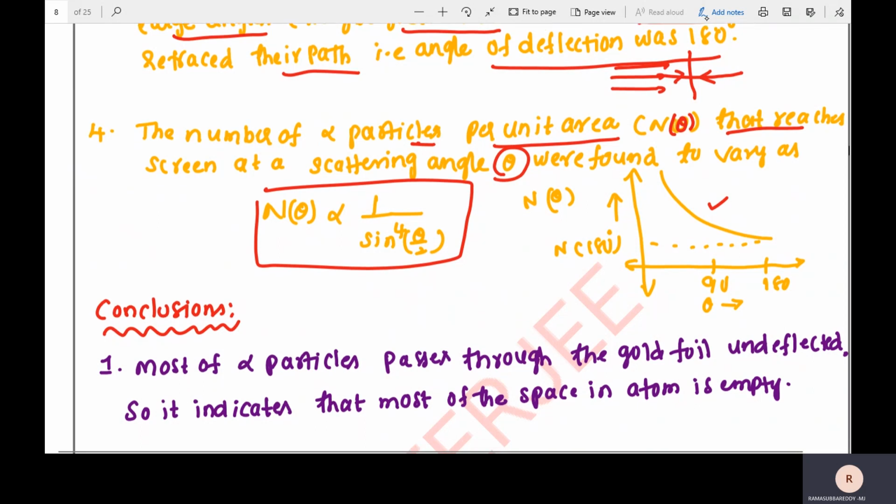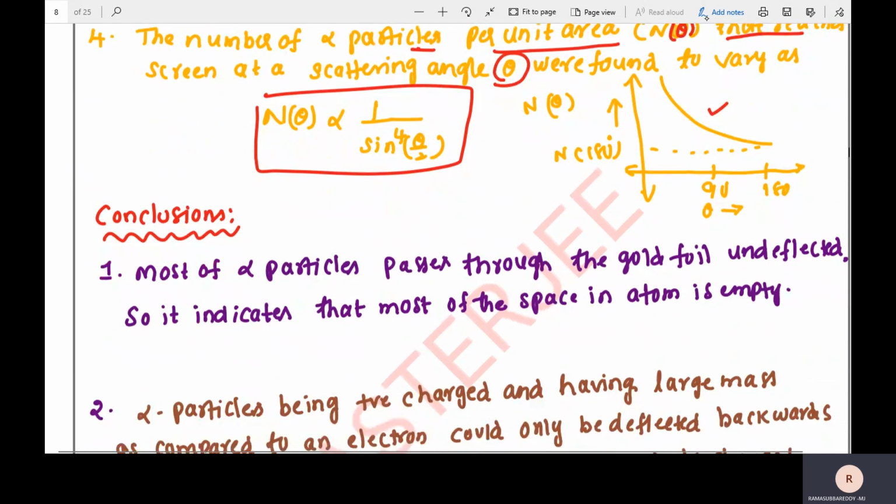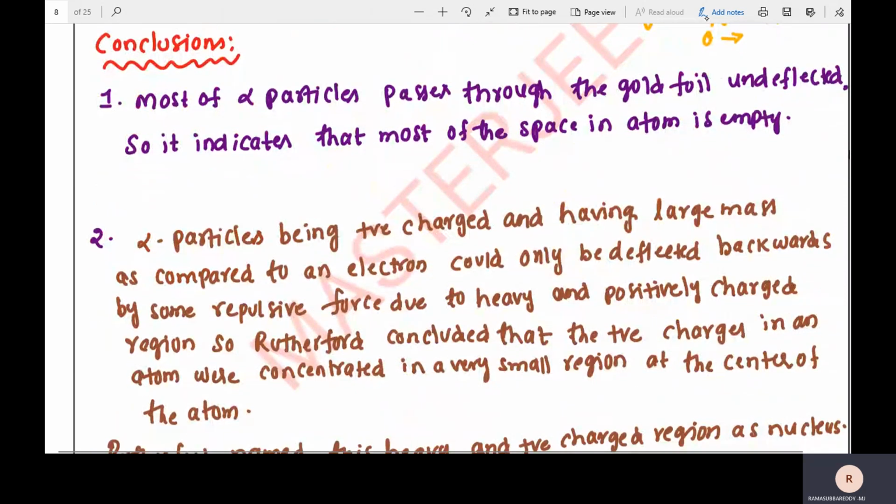Then the conclusions. These conclusions are very important. What conclusions did he draw based on his observations? Most of the alpha particles pass through the gold foil undeflected, which we saw in the observations. What does it mean? It indicates that most of the space in the atom is empty. If this is the atom, most of the space in the atom is empty. That is the conclusion.